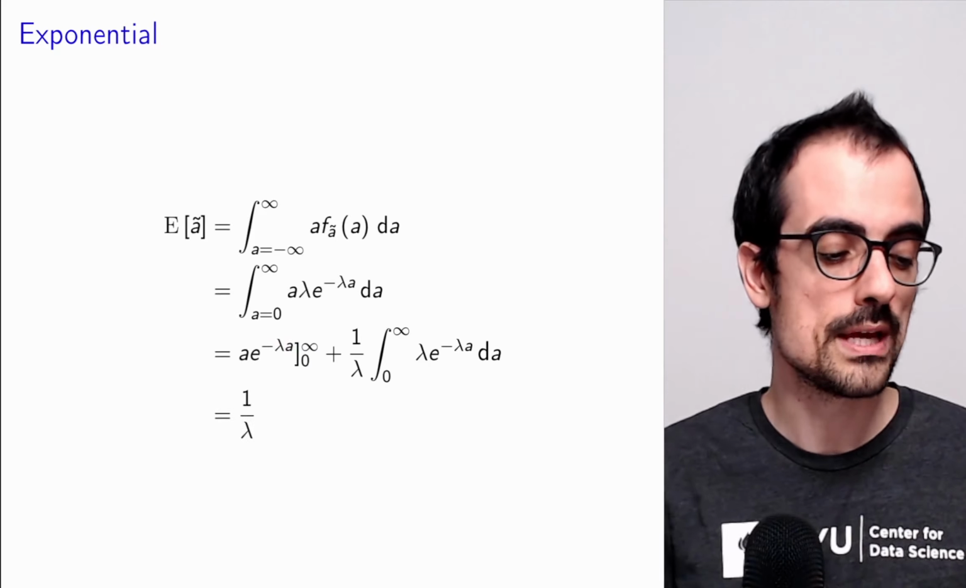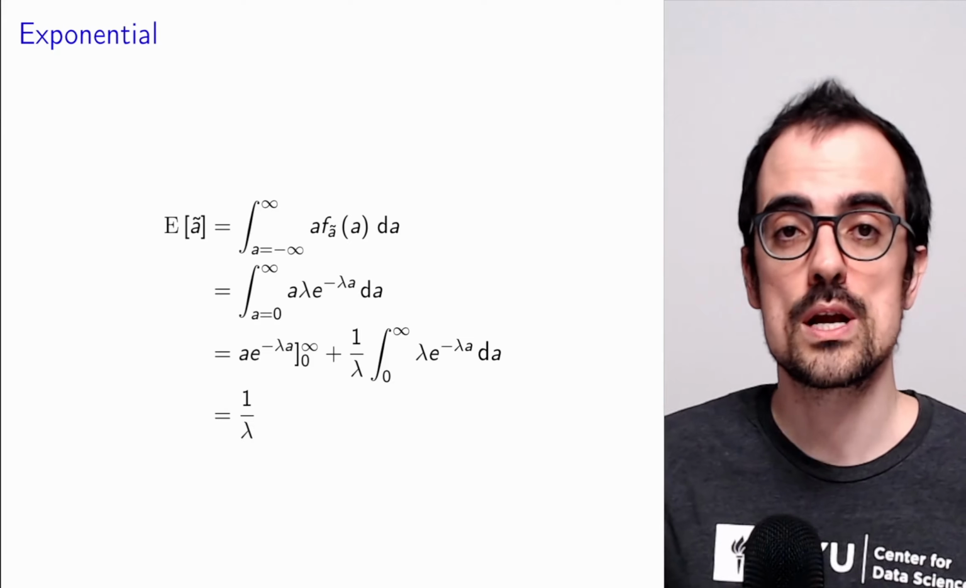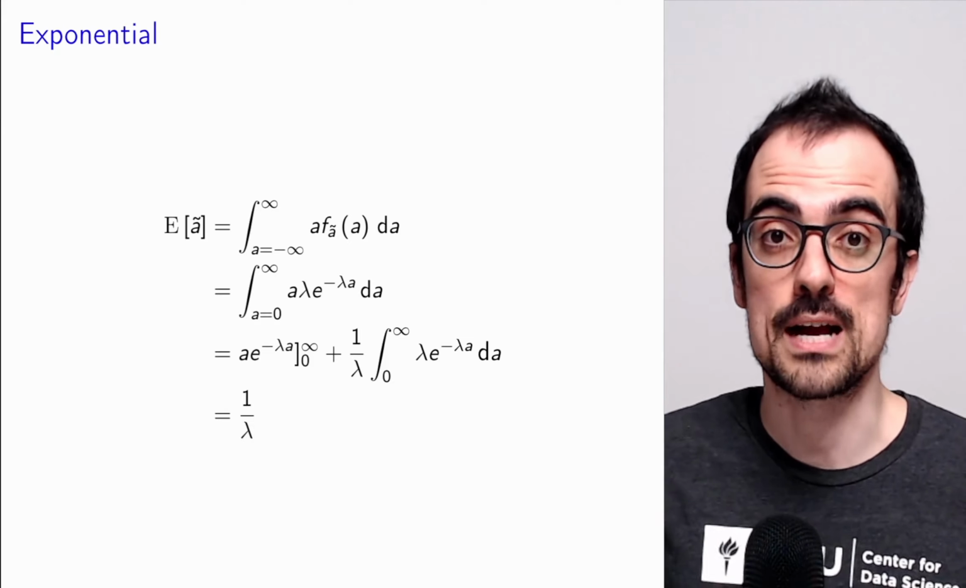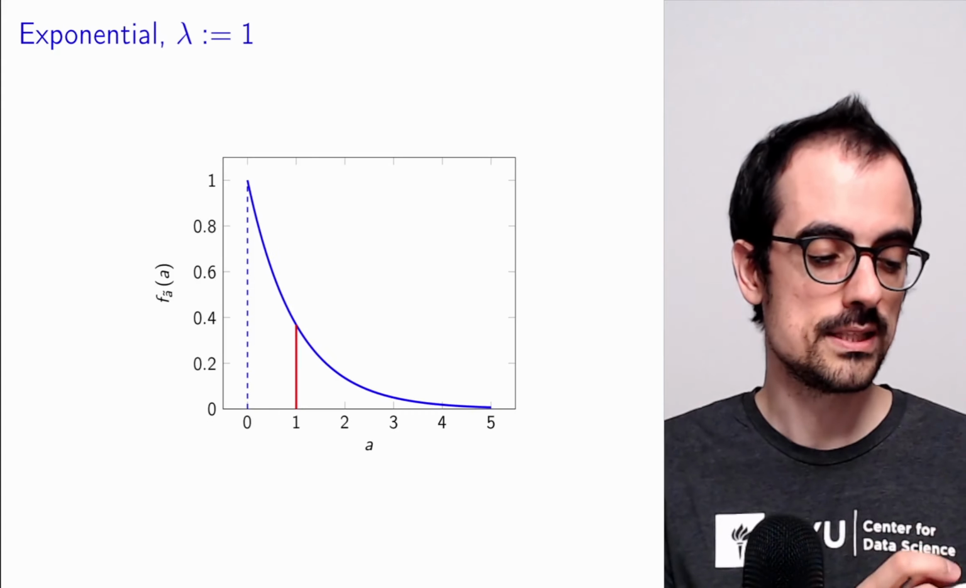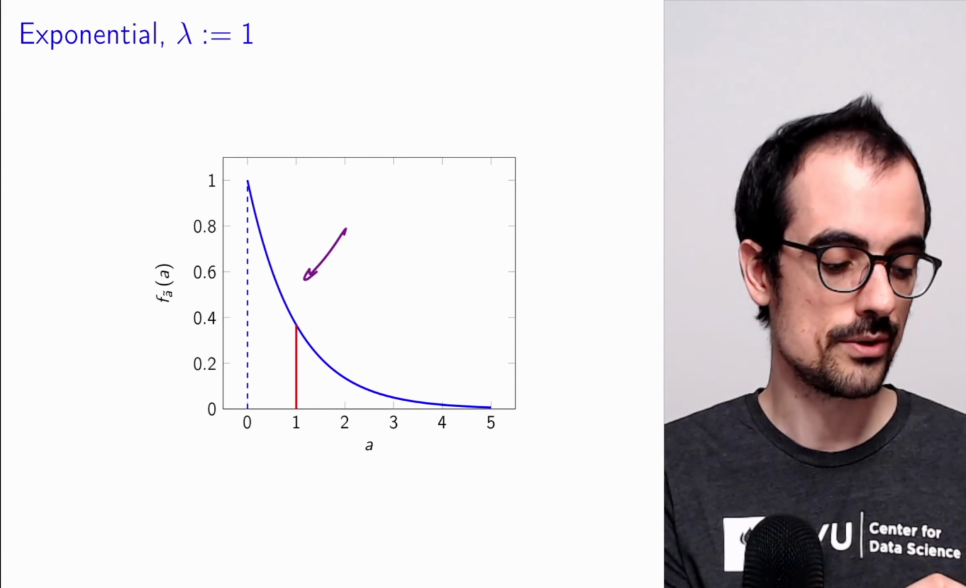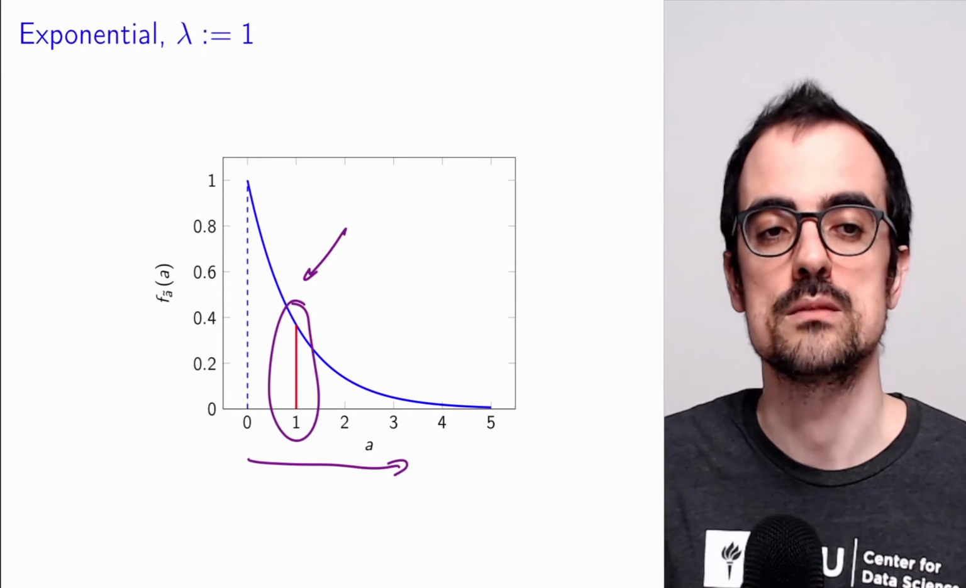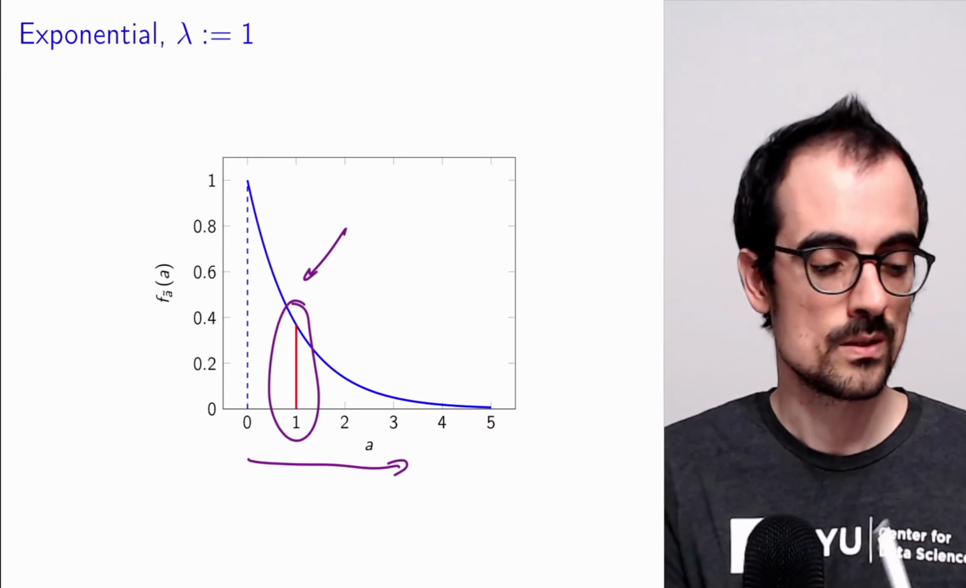So we end up with this result where the mean of the exponential random variable is 1 divided by its parameter. If we plot this, this is the PDF that is non-zero from 0 to infinity, and the mean is at 1 divided by the parameter.